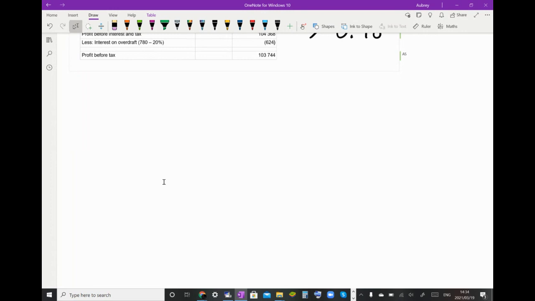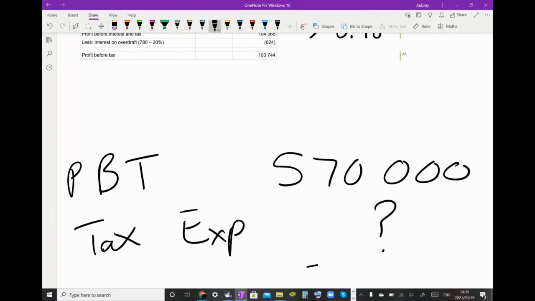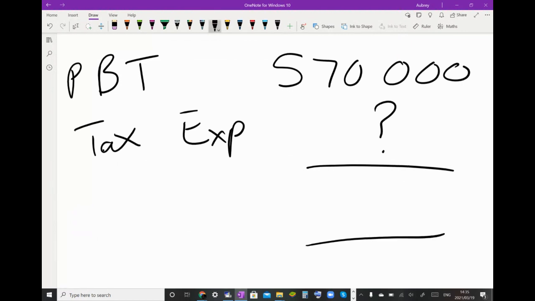For those of you who don't have textbooks, the profit before tax amounts to 570,000. We don't have the tax expense. That's the missing bit. And because we don't have the tax expense, we obviously can't calculate our profit after tax. So we need this.